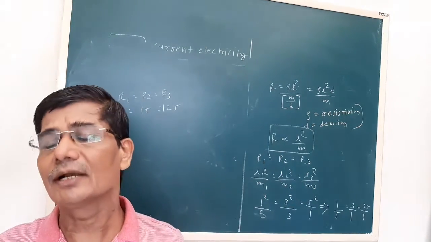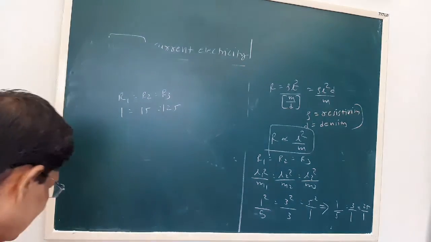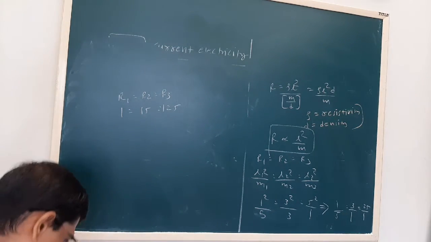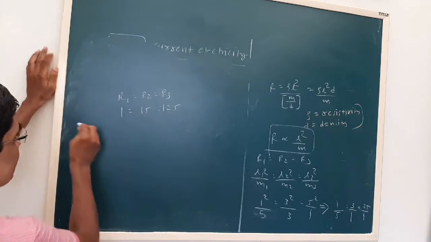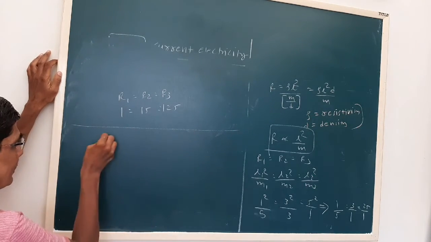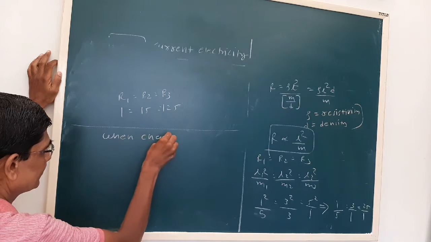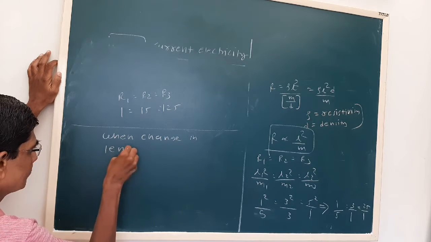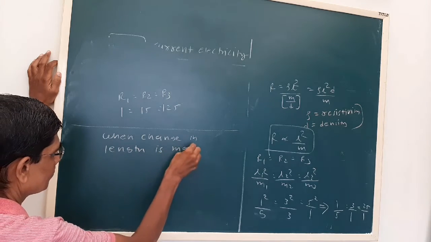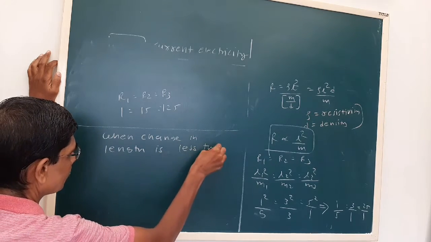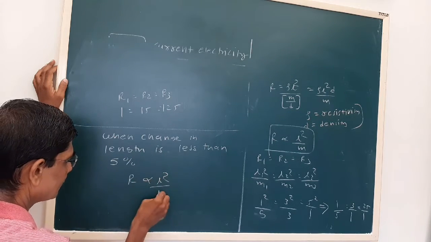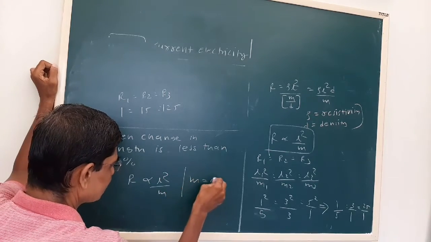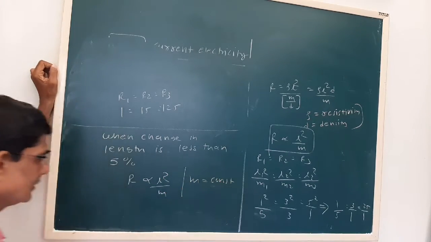Why? Length is double means 100% change. But whenever the change is given as small, that is less than 5%, we can use this formula. We can remember the change in length. Now R, let us say mass is constant, then delta R by R.